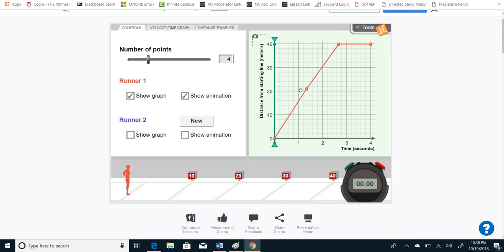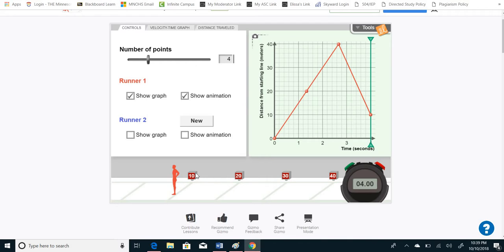So if I want to have a 20-meter distance here, and let's say I'm okay with 40, and then let's say I want to move this dot down to 10. I can set this graph up, and then I can actually watch the runner perform this distance time graph by hitting this green start button on the stopwatch. And it'll show you as the runner's running and as it's going through the graph how this runner's moving.